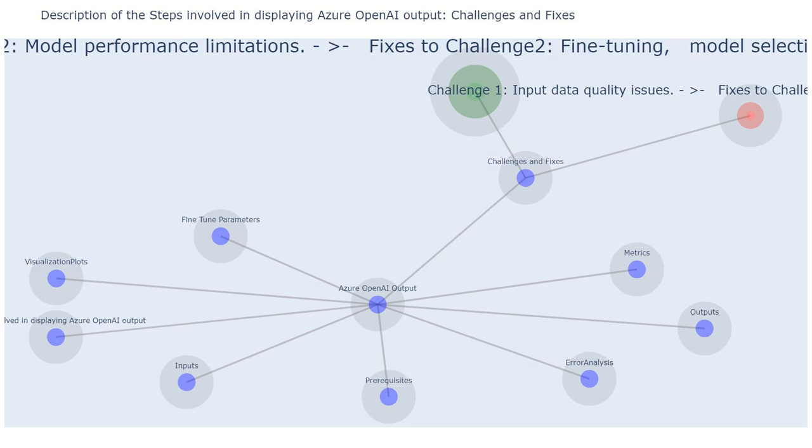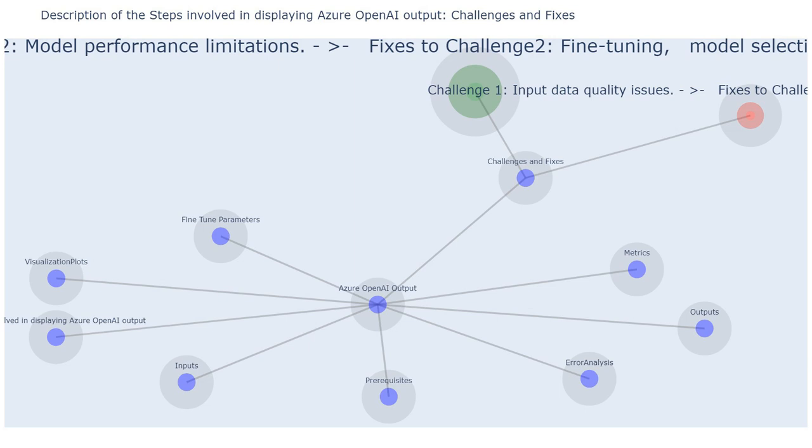Challenge 2. Model performance limitations. The model may have limitations in its ability to perform certain tasks. For example, the model may not be able to generate text that is as creative or as fluent as a human writer. Fixes to challenge 2. Fine-tuning, model selection or data augmentation.